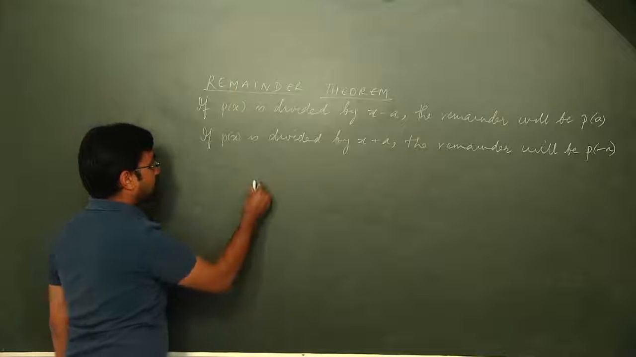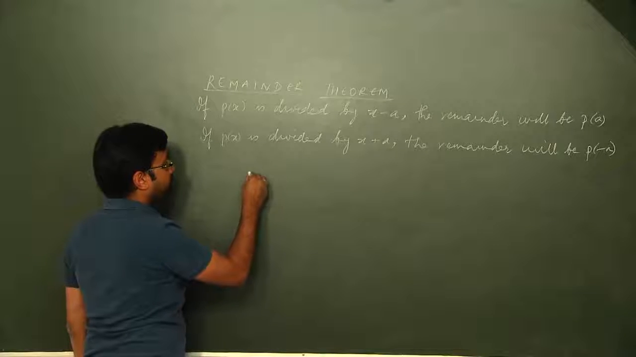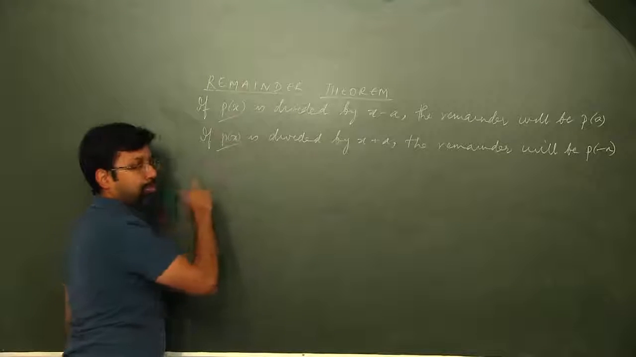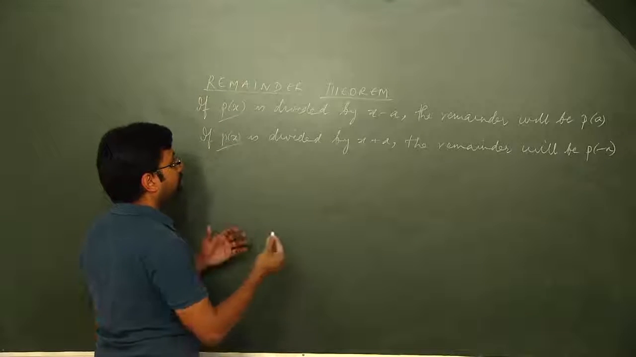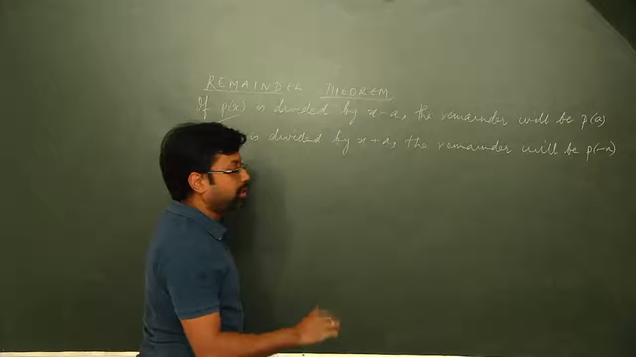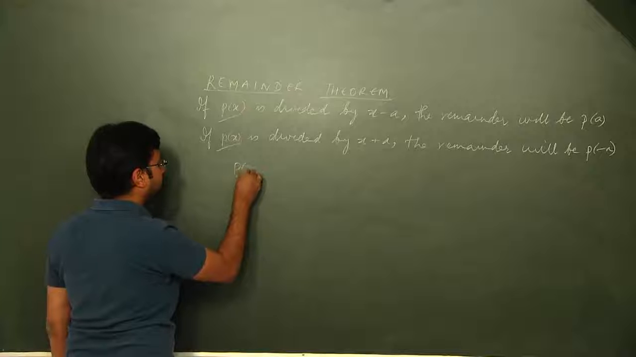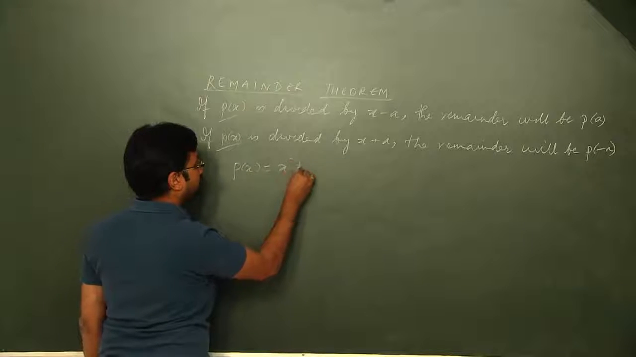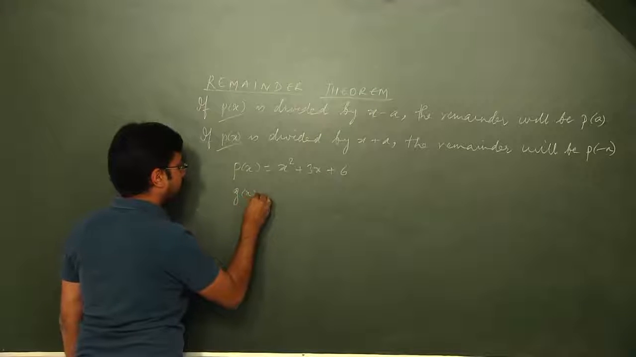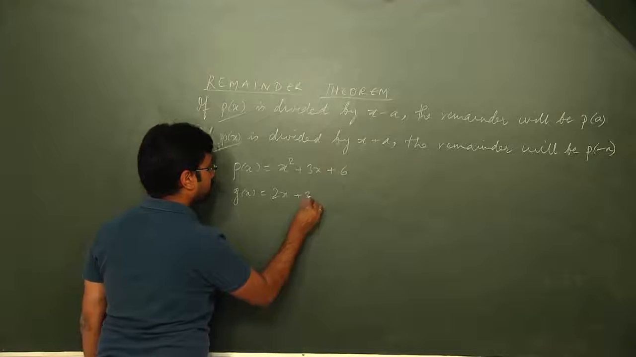So essentially what it states is, whenever you have two given polynomials where the larger polynomial, the polynomial with a greater degree, is divided by a linear polynomial, how do you obtain the remainder? That is what the remainder theorem is. For example, P(x) is equal to x square plus 3x plus 6, and G(x) is 2x plus 3.